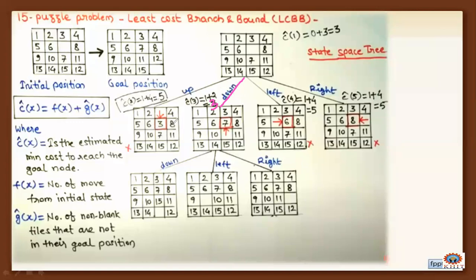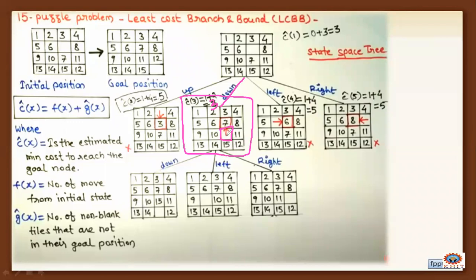Next from this one, now consider this frame. From this frame, you can consider this as the initial node. Now find how many ways. This is the blank square tile. How many ways can you move?